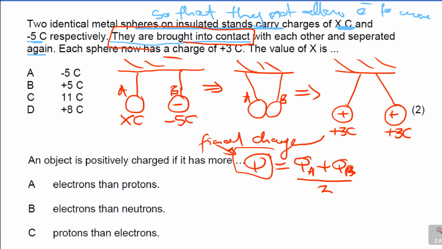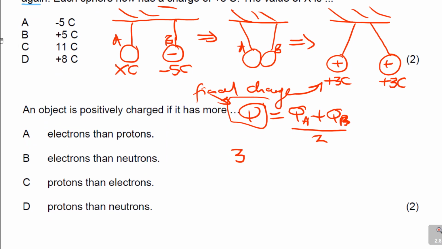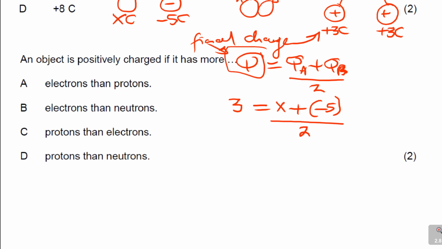And they told us the final charge is 3. So you say 3, do you see what I'm driving at now? The final charge is QA, which I don't know, is X, plus QB, which they told me is -5, over 2. See that? So this is more like you're dealing now with your mathematics, how you solve for X. If I give you 3 is equal to X plus -5 over 2, now how do you solve for X?